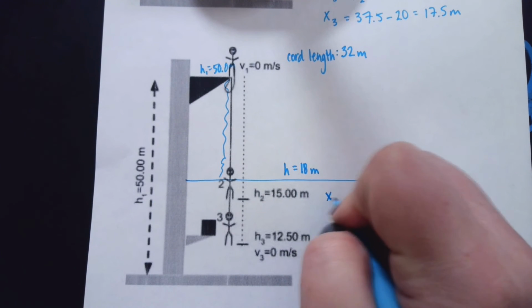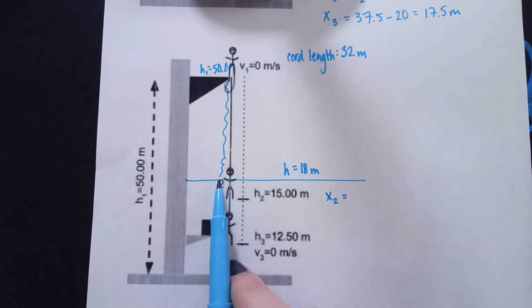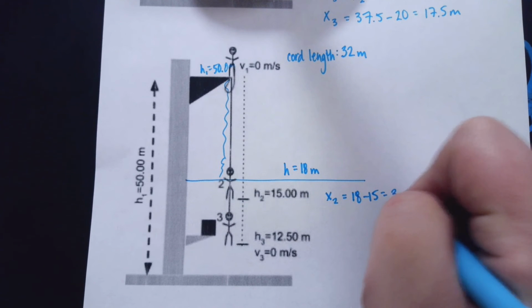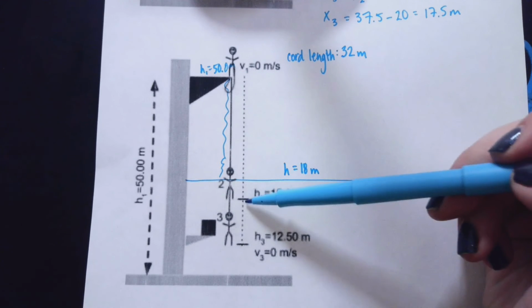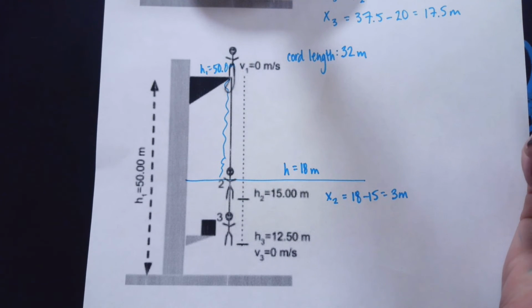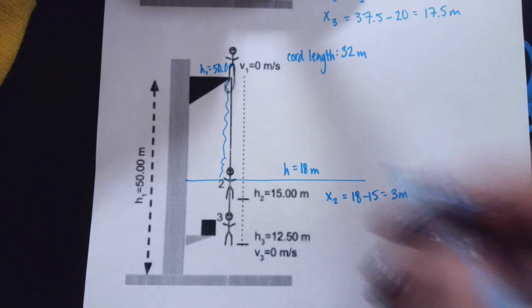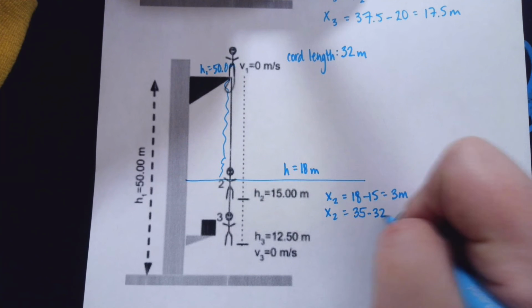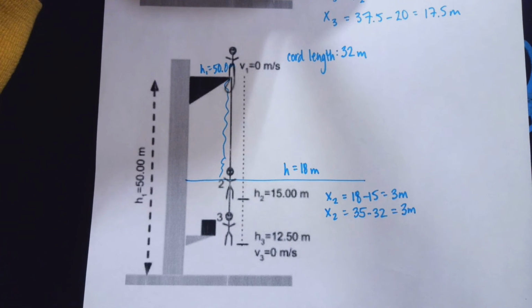So then for X2, the bottom of the cord has to stretch from 18 meters above the ground to 15 meters. So that's 18 minus 15, which is 3 meters. That's X2. I could also say that the drop from 50 to 15, as we did in the problem above, is 35. So I could say that it's a 35-meter drop. 32 of that is the bungee cord, and the next 3 is the stretch.